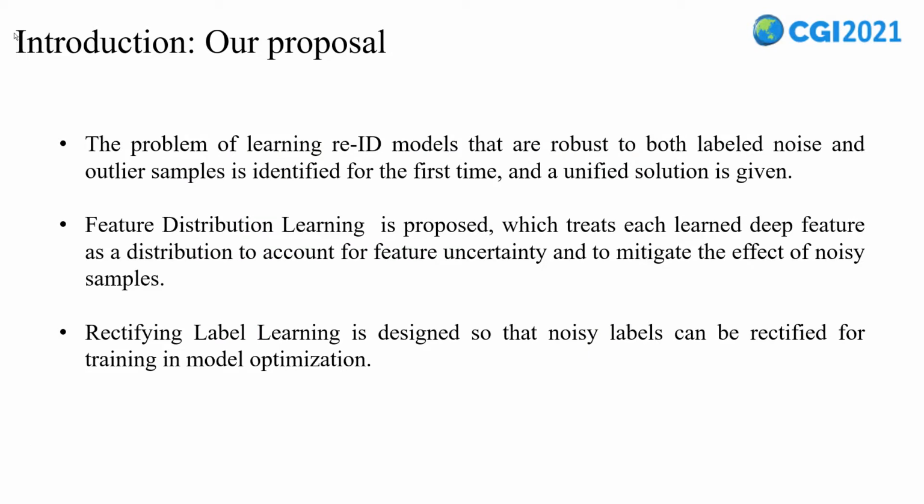Firstly, the problem of learning re-identification models that are robust to both label noise and outlier samples is identified for the first time, and a unified solution is given. Secondly, feature distribution learning is proposed, which treats each learned deep feature as a distribution to account for feature uncertainty, and to mitigate the effect of noisy samples. Finally, rectifying label learning is designed so that noisy labels can be rectified for training and model optimization.